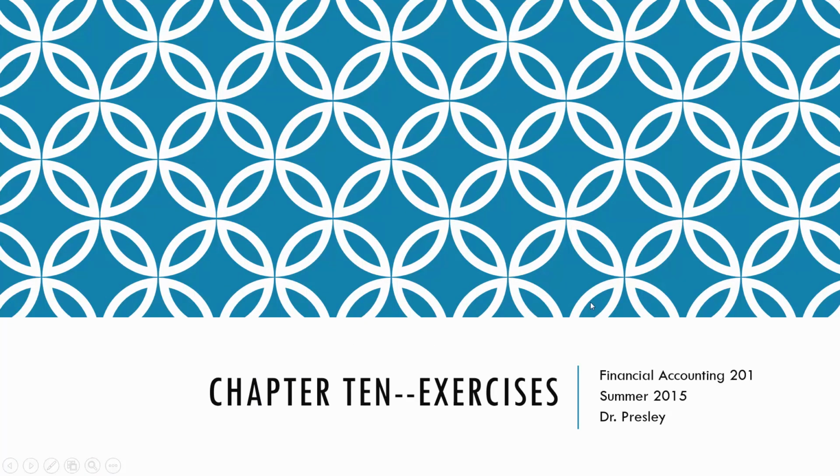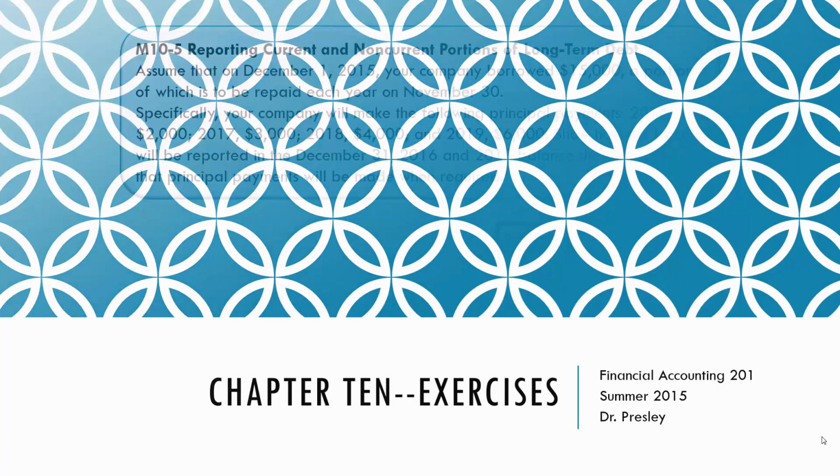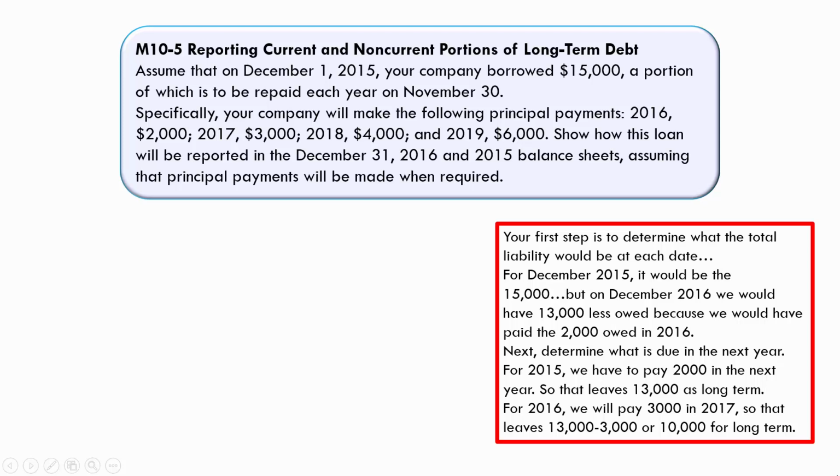Let's work some exercises in Chapter 10. Chapter 10 is on liabilities. This is about current and non-current portions of long-term debt and the ability to take a long-term debt and properly categorize it into current and long-term.